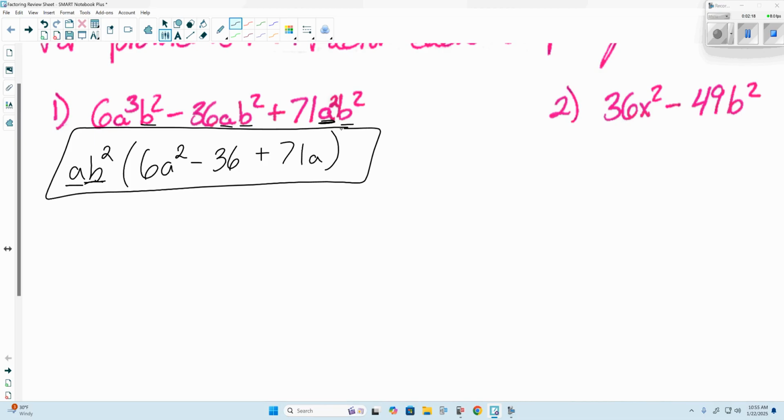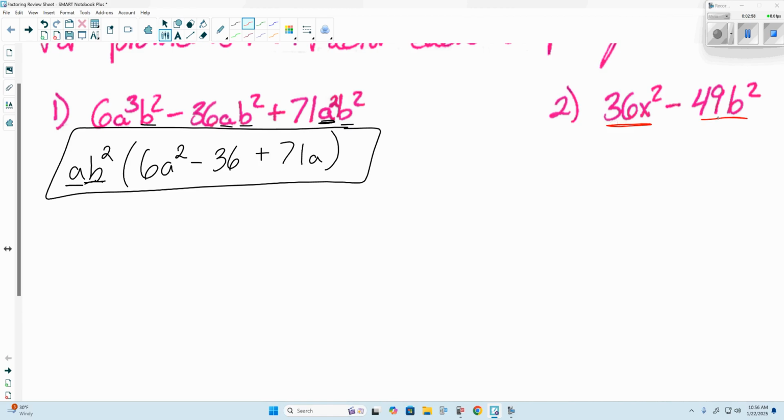Now, let's look at problem number 2. If we have 2 terms, especially on this test, it's going to be one of 2 things. It's either going to be a difference of perfect squares or a sum or difference of 2 cubes. So if we look at this here, 36x squared minus 49b squared, well, the x squared and b squared give us a hint that it's not a sum or difference of 2 cubes, because that's to the second power, not the third. So the only other thing we need to check is, are these 2 terms perfect squares?